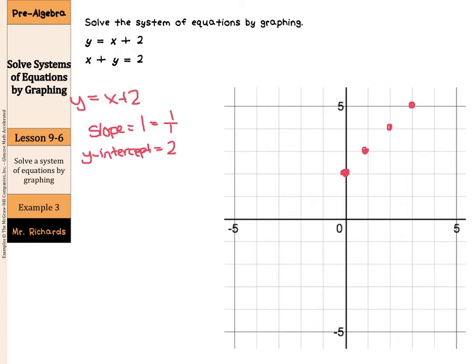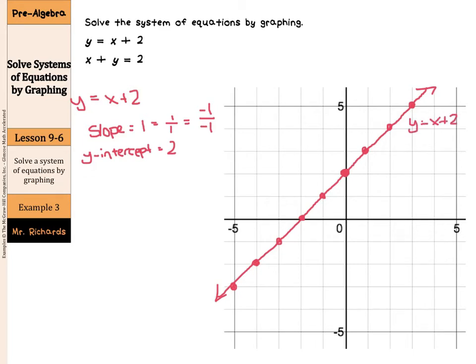Now we can do something kind of unique here too. Is 1 over 1 the same thing as negative 1 over negative 1? Meaning, can I go down 1, back 1? Sure, it is the same. So I could go down 1, back 1, down 1, back 1, down 1, back 1, and really draw out my line. And as I connect our points on the graph here and label, we have y equals x plus 2.